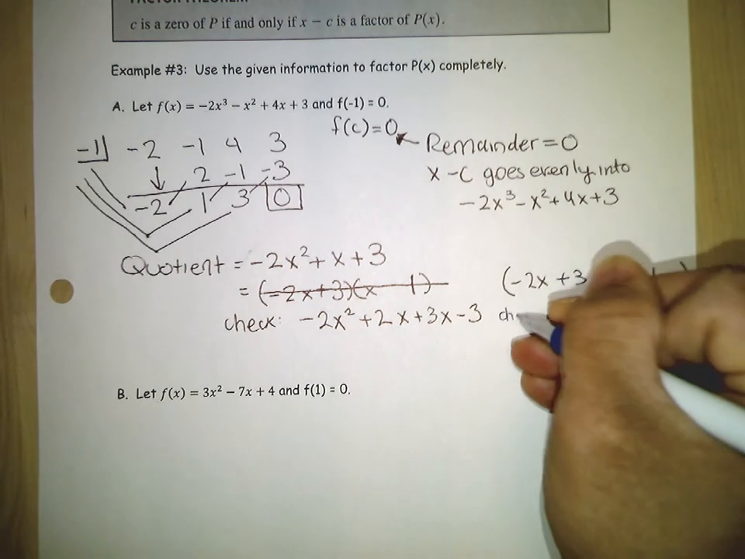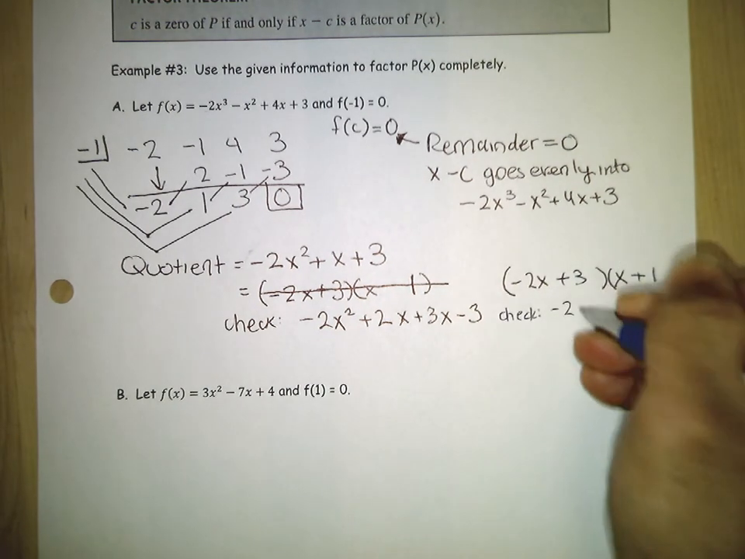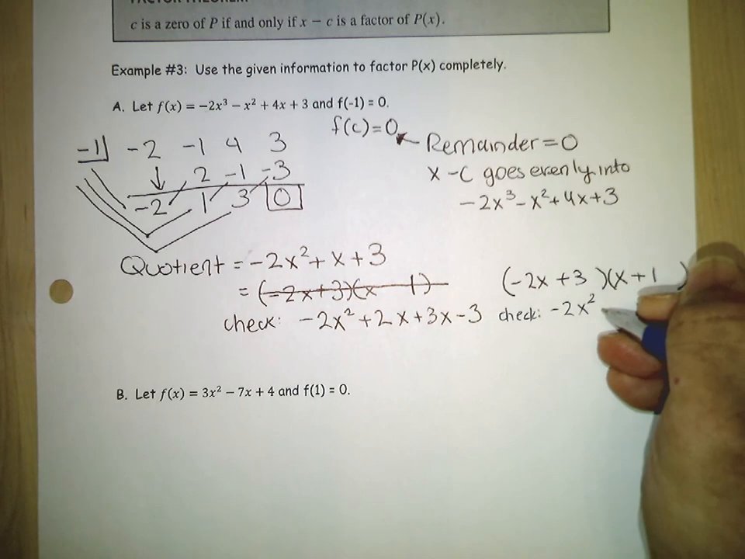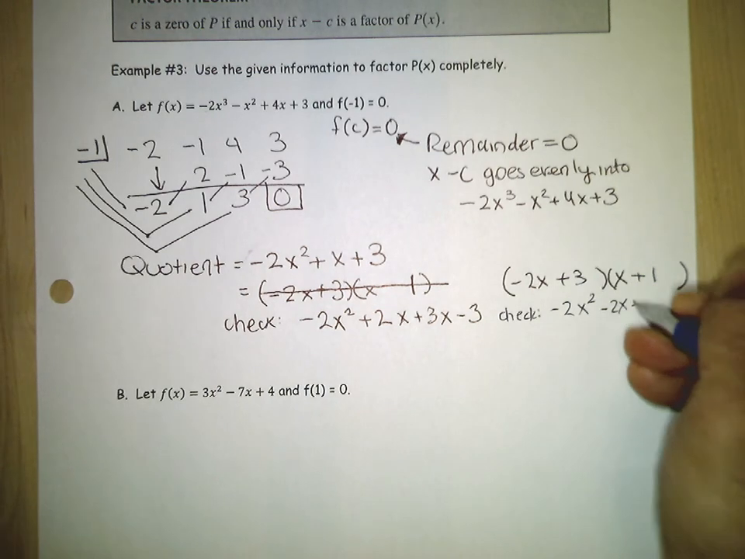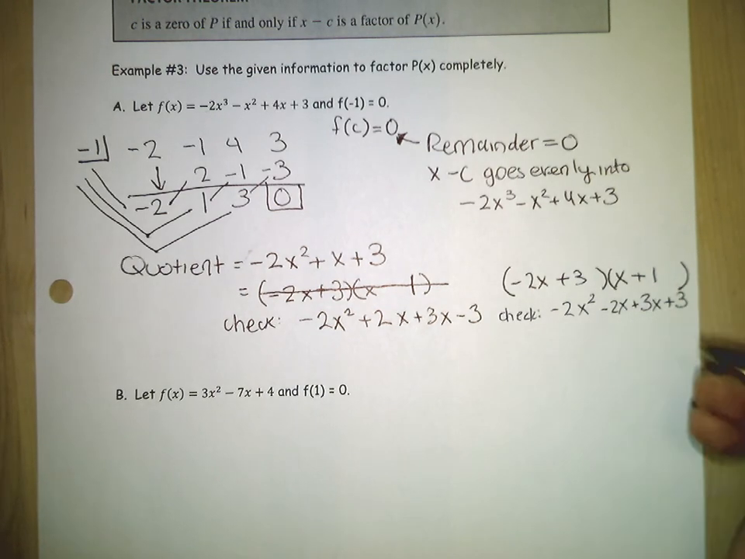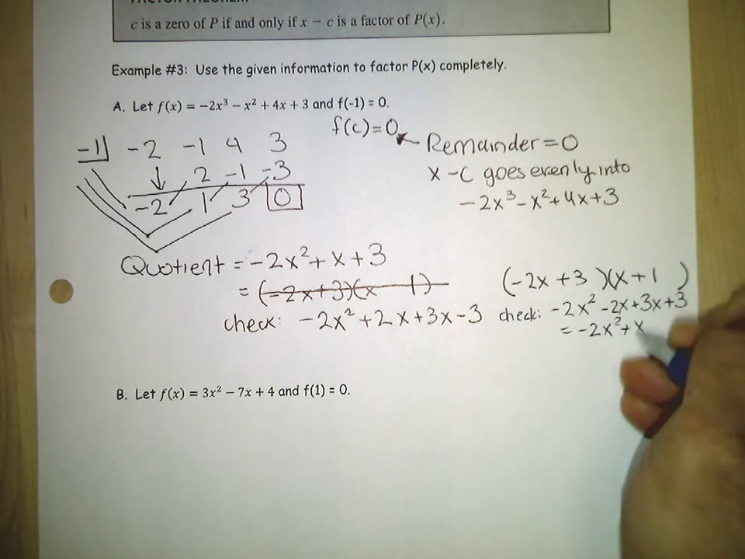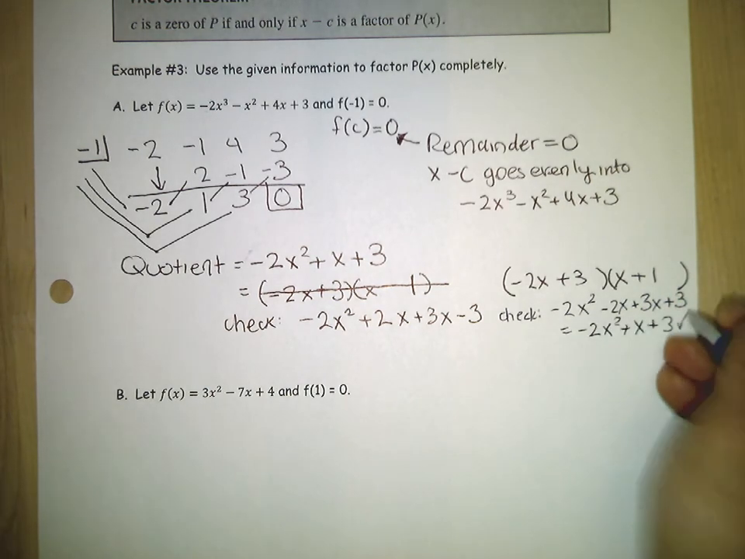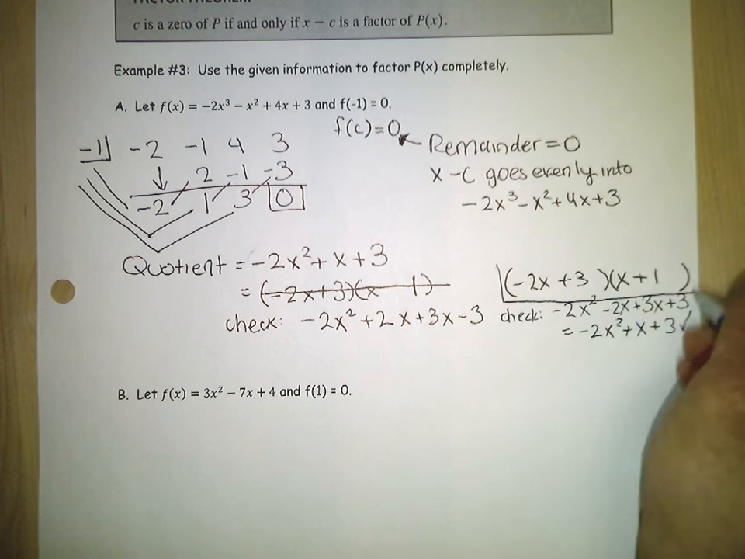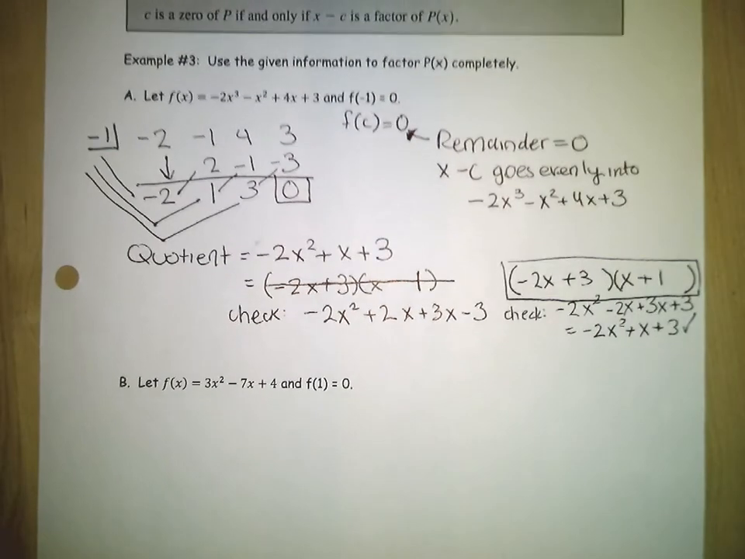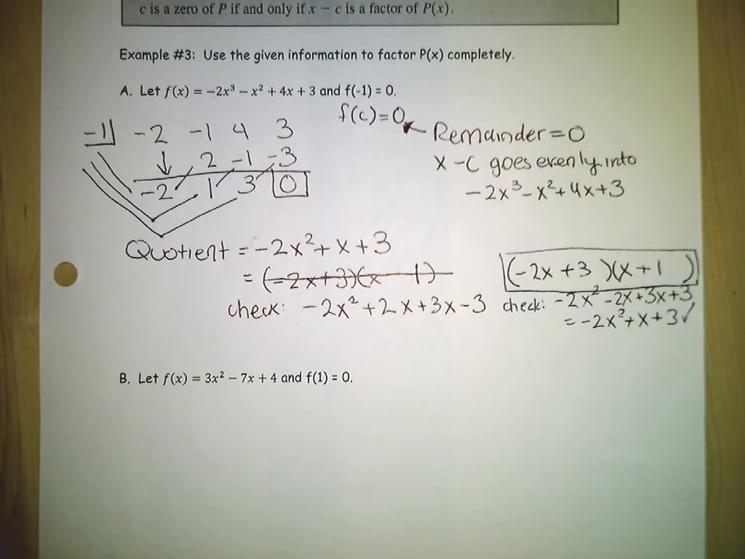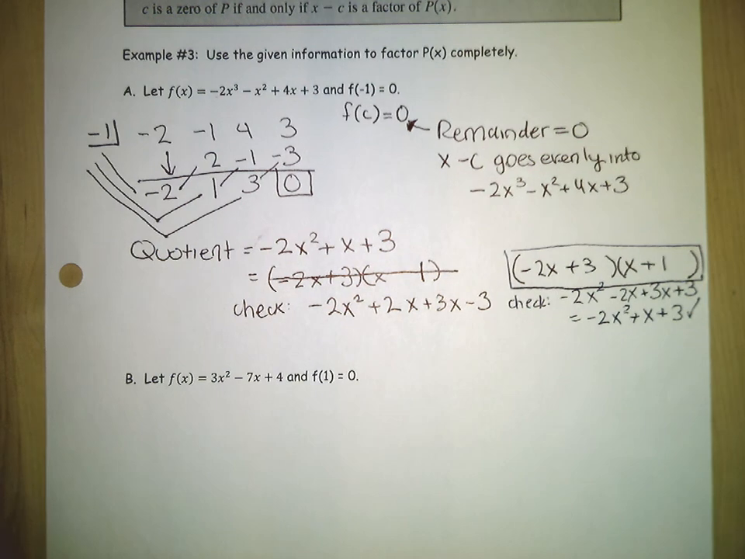So let's check this one. That will be negative 2x squared minus 2x plus 3x plus 3. So that gives us negative 2x squared plus x plus 3. So again, if you're not sure about your factoring skills, always make sure that you check here.